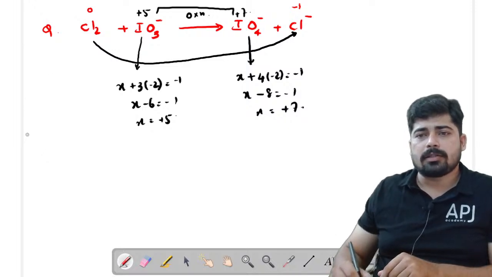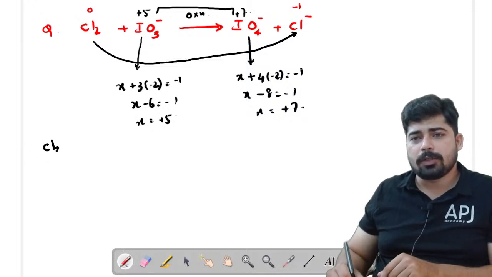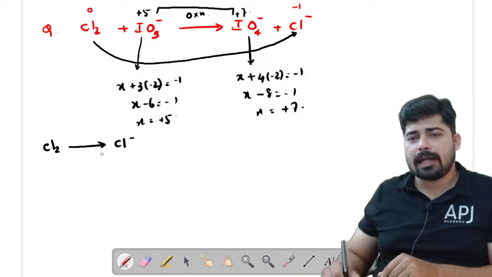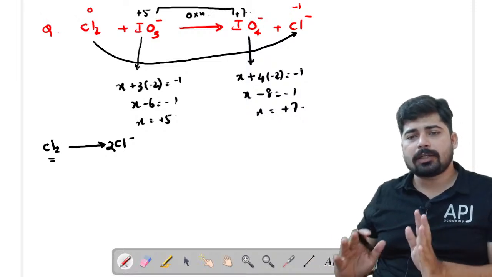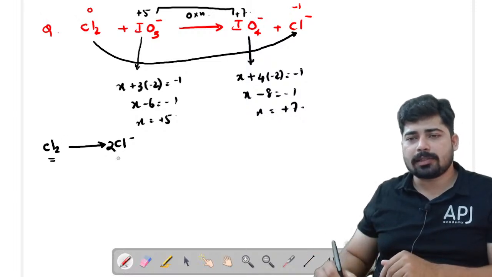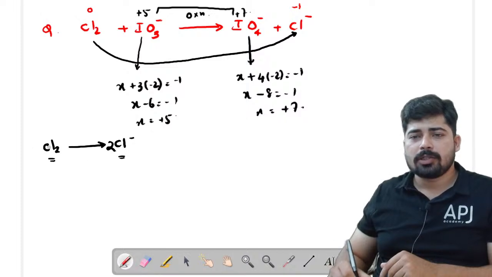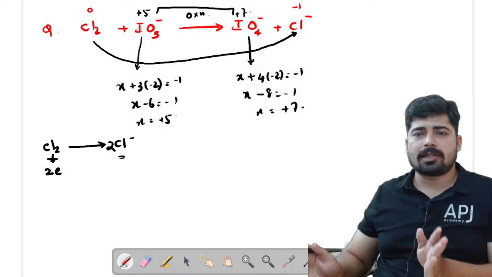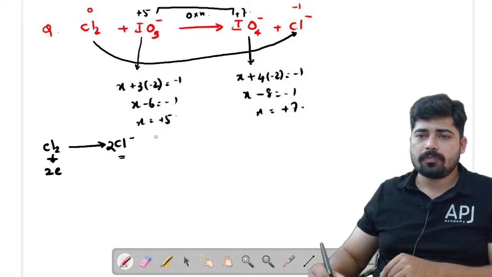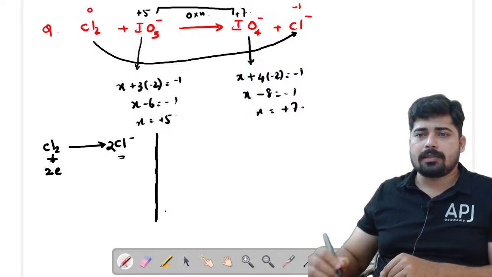Now let's separate them. Cl2 giving Cl minus. Here you have to balance chlorine atoms. Here it is 2, here it is only 1, so I have to put 2 here. There is no hydrogen and no oxygen, so now balance only the charges. Here it is -2 charge, so I have to add 2 electrons on the left side, so that in the LHS and RHS the charges will be -2. That's it with the chlorine.